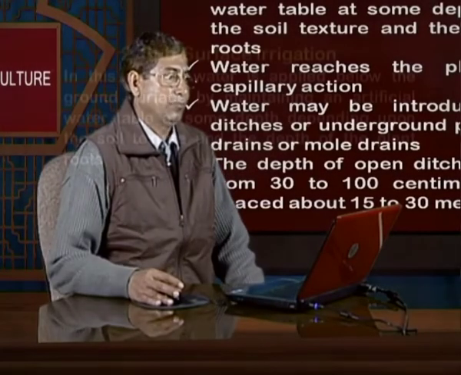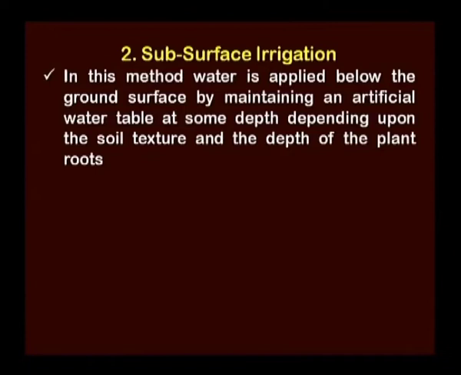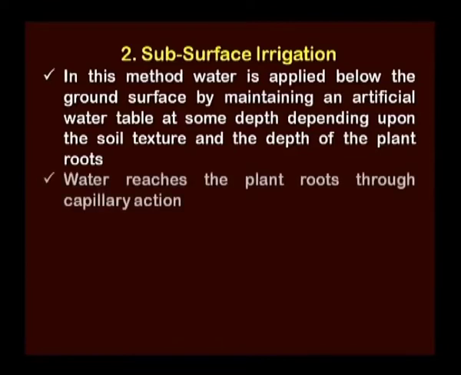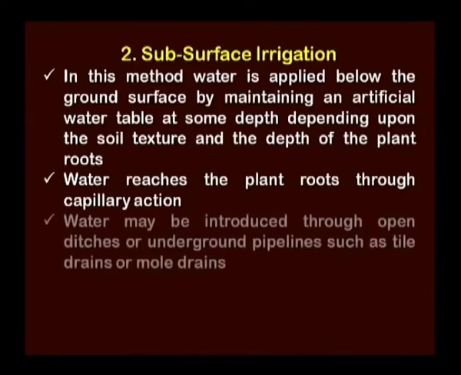Subsurface irrigation. In this method, water is applied below the ground surface by maintaining an artificial water table at some depth depending upon the soil texture and the depth of the plant roots. Water reaches the plant roots through capillary action. Water may be introduced through open ditches or underground pipelines such as tile drains or mole drains.